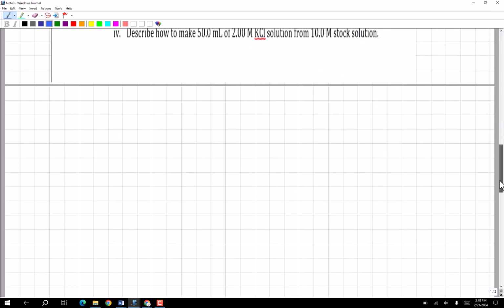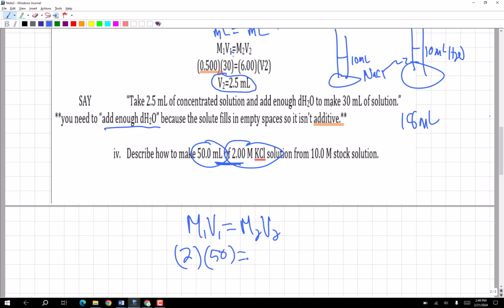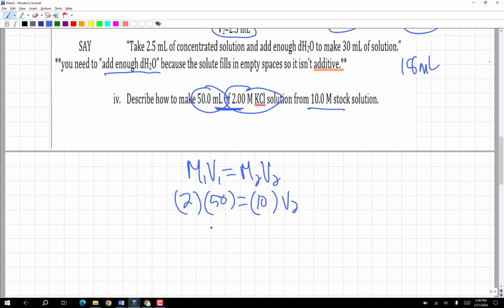All right, let's do one more. Describe how to make 50 milliliters of 2 molar from a 10 molar stock solution. M1V1 equals M2V2. The ones next to each other will go together, right? Molarity is 2. Volume is 50. Molarity of the stock solution is 10. Volume is what we're solving for. 2 times 50 is 100. 100 divided by 10 is 10. 10 milliliters, because this is milliliters, right? Milliliters equals V2. So how do we do it?